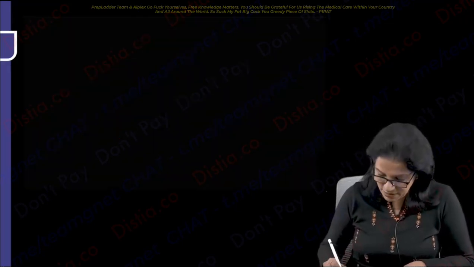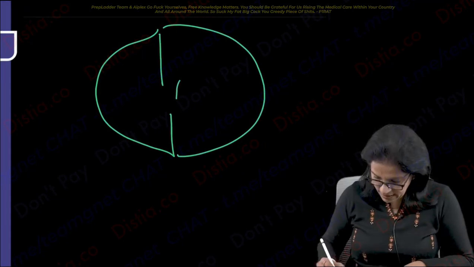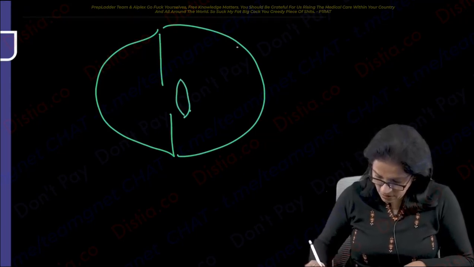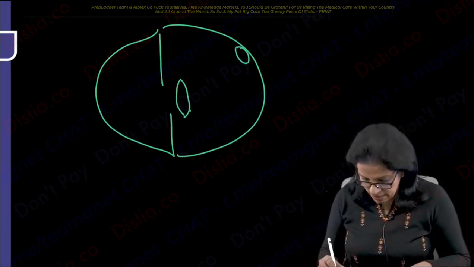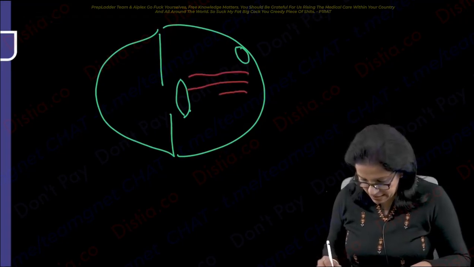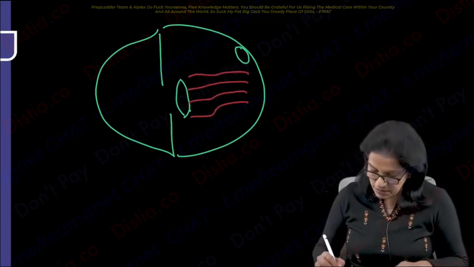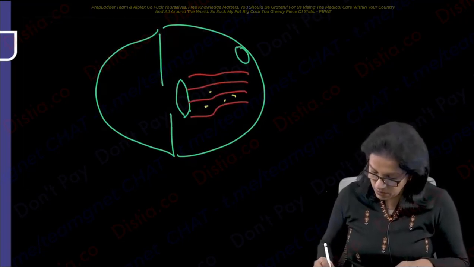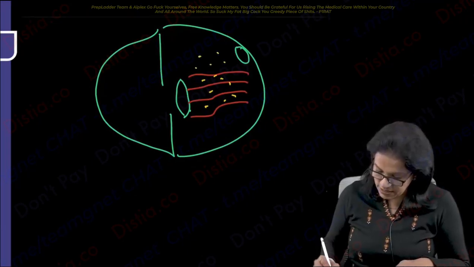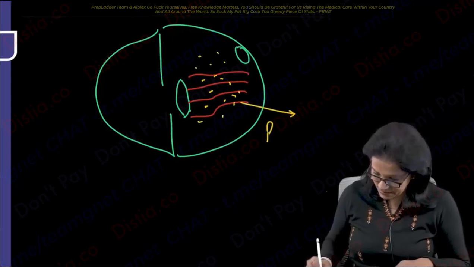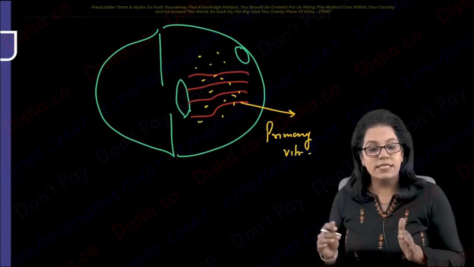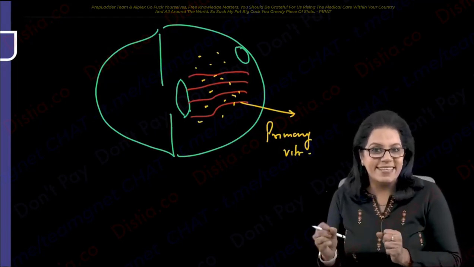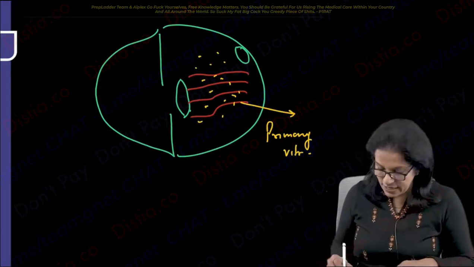We will make the diagram to understand better. So this is the lens and this is the optic disc, right? So during the embryonic development, what happens? These are the hyaloid blood vessels just supplying the lens. And along with that, the mesodermal tissue. So this whole thing is your primary vitreous. Now this later on regresses and is replaced by secondary vitreous.